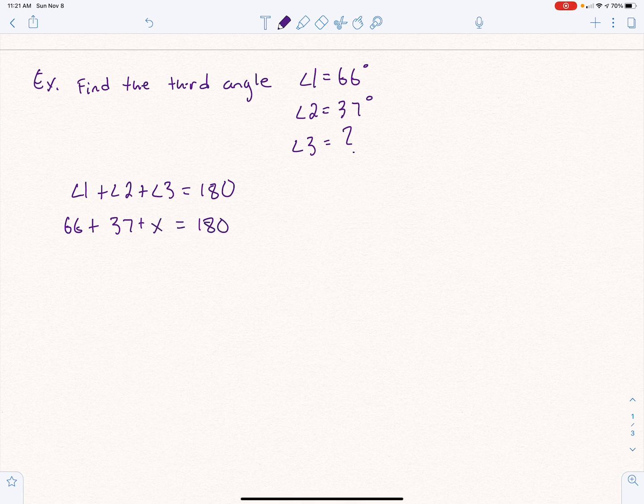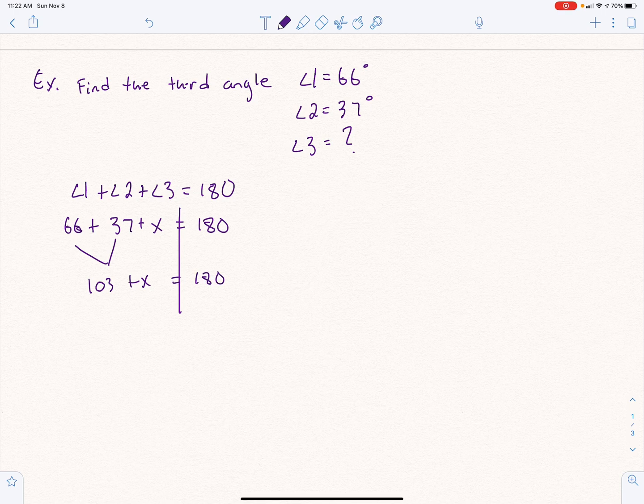Now this is just an equation that we have to solve. So first thing we need to do is combine like terms. So we would combine the numbers that are together on that side, which means we would take 66 and add it to 37. We get 103 plus x is equal to 180.